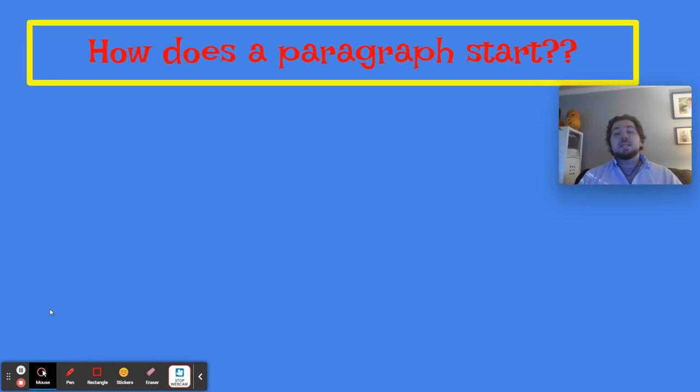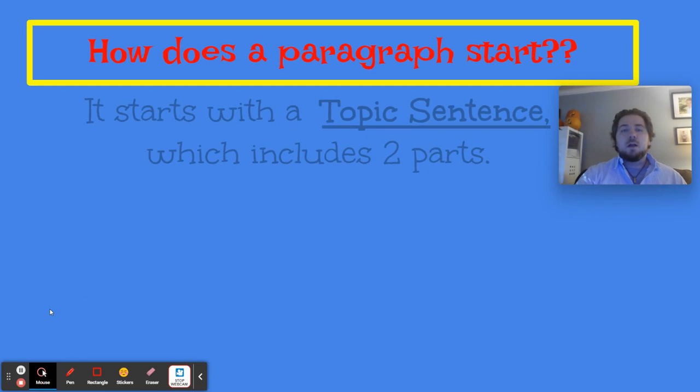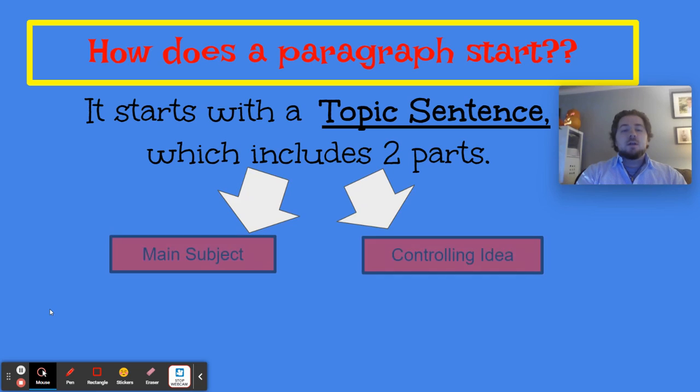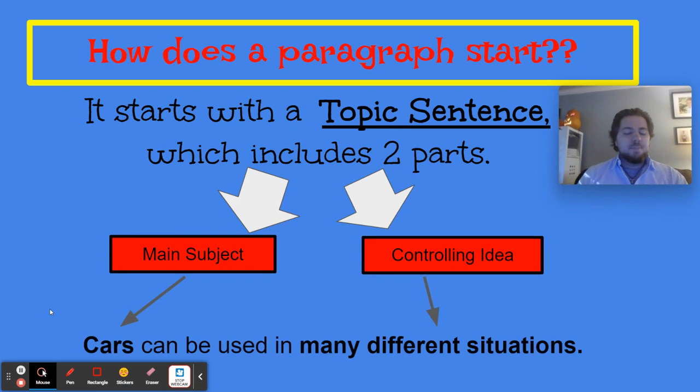So now we're going to talk about how a paragraph starts. Well, a paragraph starts with a topic sentence that includes two parts, a main subject and a controlling idea. Now, a topic sentence contains the main subject of the paragraph and a controlling idea, but the controlling idea steers the main topic in the direction that the writer wants.